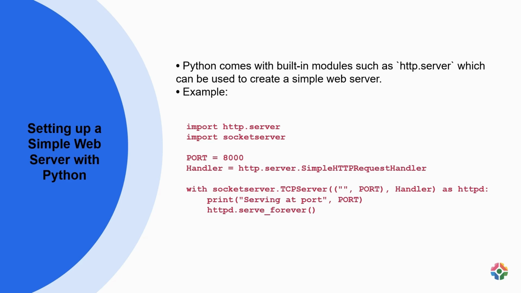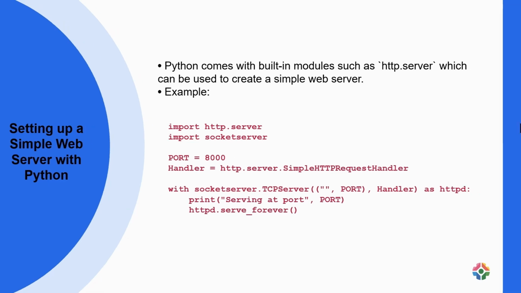You can customize the server behavior by subclassing BaseHTTPRequestHandler or SimpleHTTPRequestHandler to handle specific HTTP request types. This allows you to build more advanced web applications or APIs. Remember that for a production-grade web server, it's recommended to use more robust frameworks like Flask or Django, which offer extensive features for building web applications.